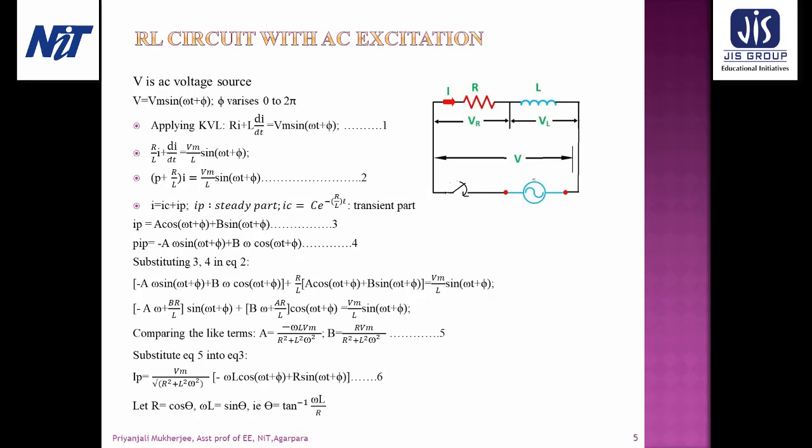So at t equal to 0 seconds, when the switch is closed, we can apply the KVL within this loop. The drop across the resistor is VR and the drop across the inductor is VL. So if we apply the KVL, we can write the equation Ri plus L di/dt equals Vmax sin(omega t plus phi). Or dividing both sides by L, di/dt plus R by L into i equals Vm by L sin(omega t plus phi).